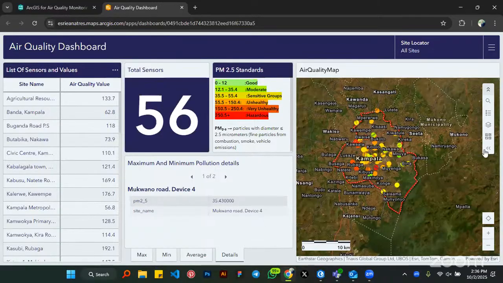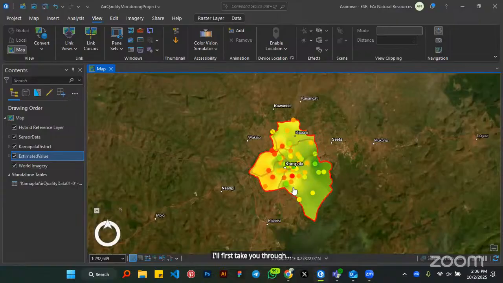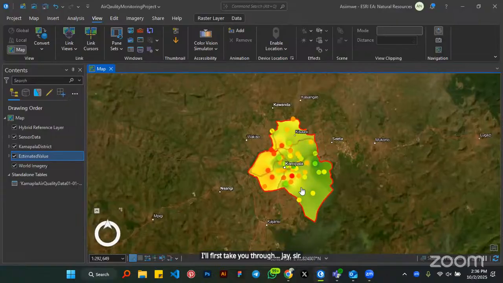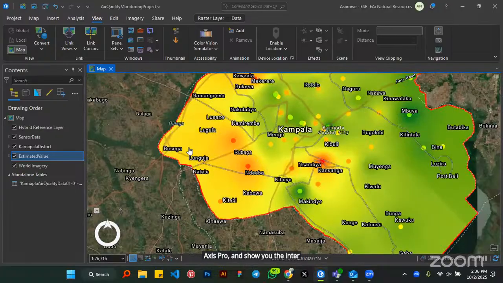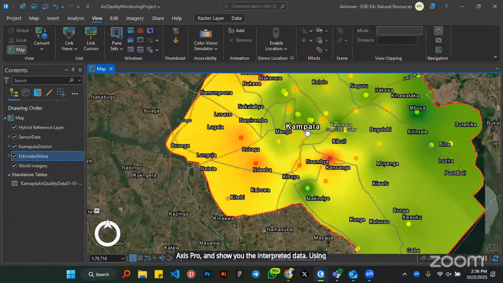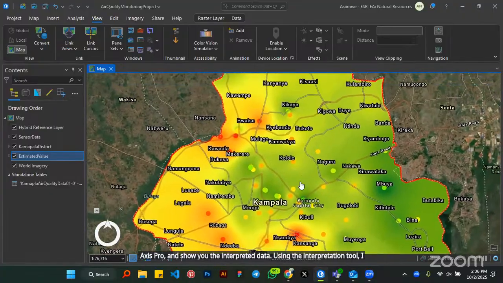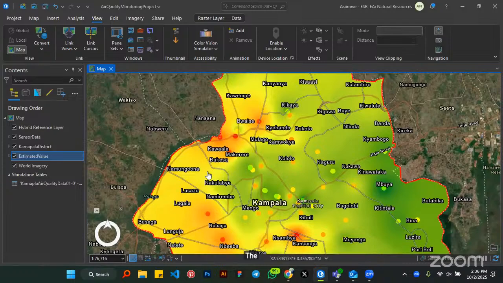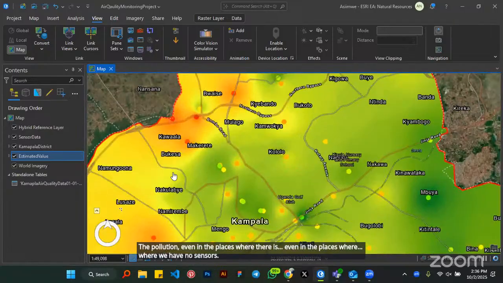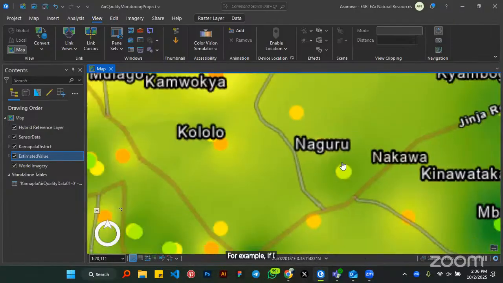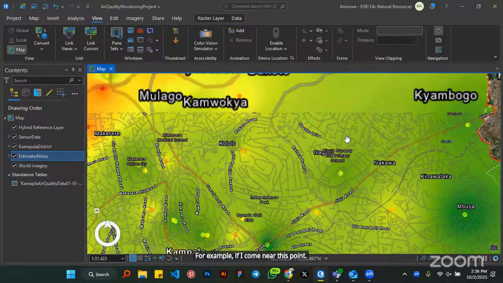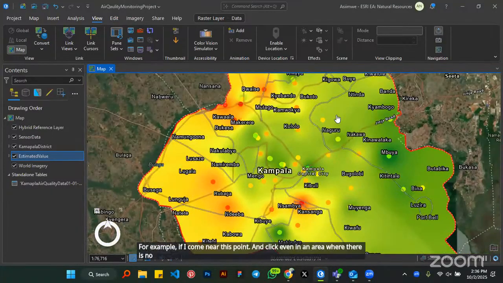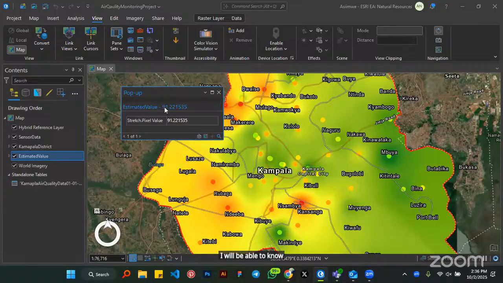I'll first take you through ArcGIS Pro and show you the interpolated data. Using the interpolation tool, I was able to identify the pollution even in places where we have no sensors. For example, if I come near this point and click, even in an area where there is no sensor, I will be able to know the value. For example, the particulate matter value is 91.